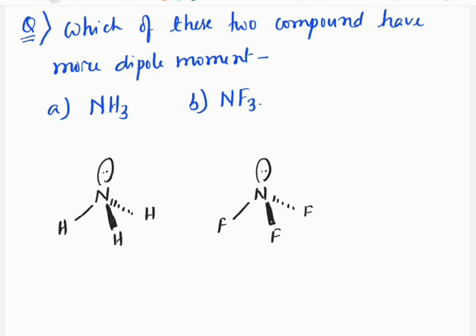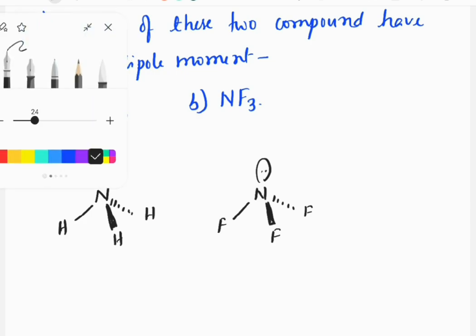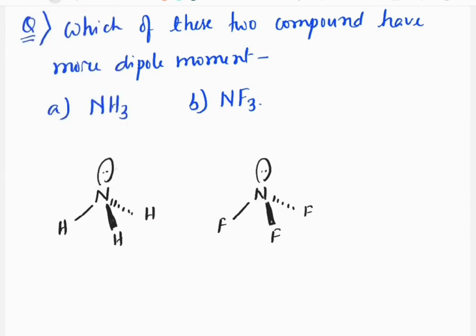This is NF3. Now you see that in case of NH3, what happens? You see the bond moments due to the nitrogen-hydrogen bond. Nitrogen is more electronegative, so delta minus charge will be developed on it, and hydrogens are electropositive, so delta plus charge will be developed on the hydrogen atoms. So the bond moment due to the nitrogen-hydrogen bond will be acting from hydrogen towards nitrogen.